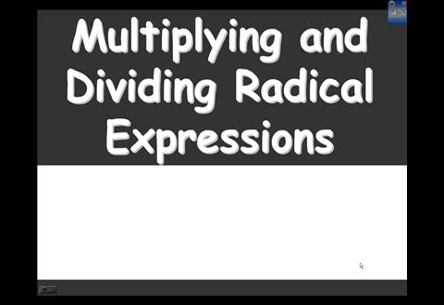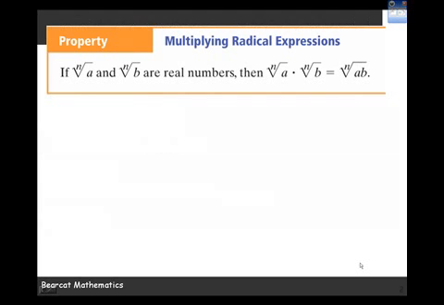This is about multiplying and dividing radical expressions. According to our book, Multiplying Radical Expressions: if the nth root of a and the nth root of b are real numbers, then the nth root of a times the nth root of b is equal to the nth root of a times b.